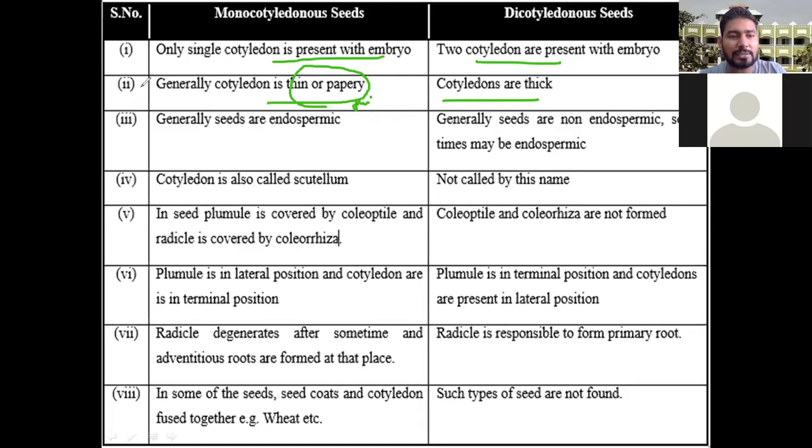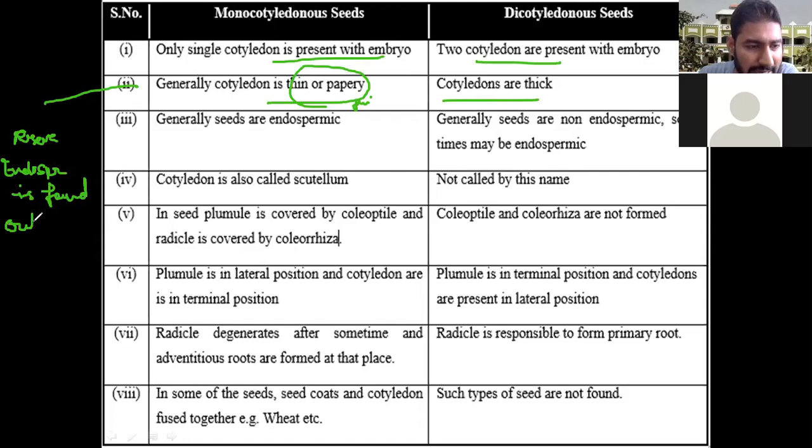Why? Sorry. Here, just look at this. Generally, cotyledons are thin and papery. Why? Because I told you, the reserve food material means endosperm. Endosperm is found outside of the cotyledon. Due to this, generally the cotyledon is thin and papery.